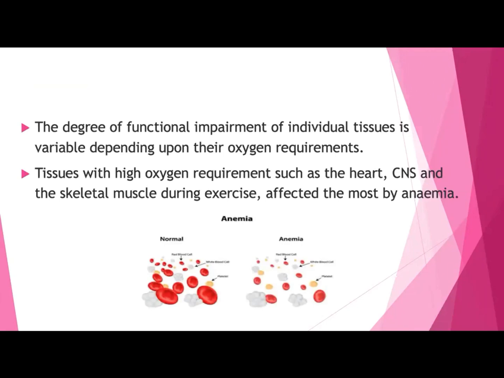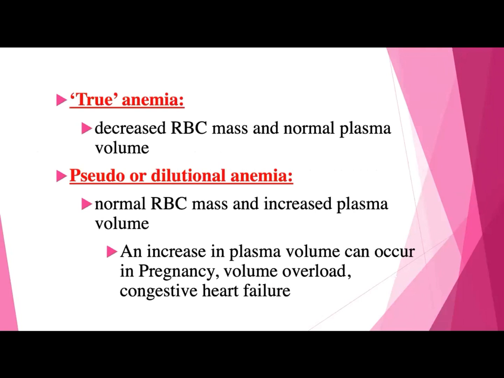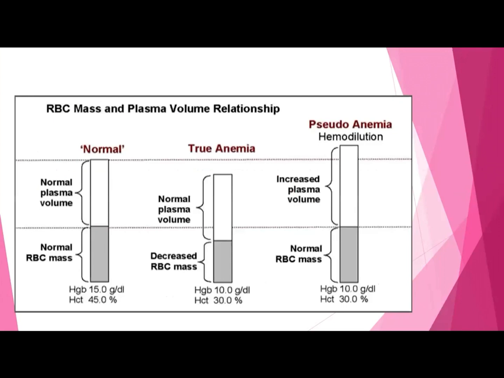For example, the heart, CNS, and muscles. There are two types of anemia: true anemia and pseudo-anemia or dilutional anemia. In true anemia, there is a normal volume of plasma, while there is a decrease in the RBC mass. And in pseudo-anemia, there is a normal RBC mass, while there is an increase in the plasma volume.